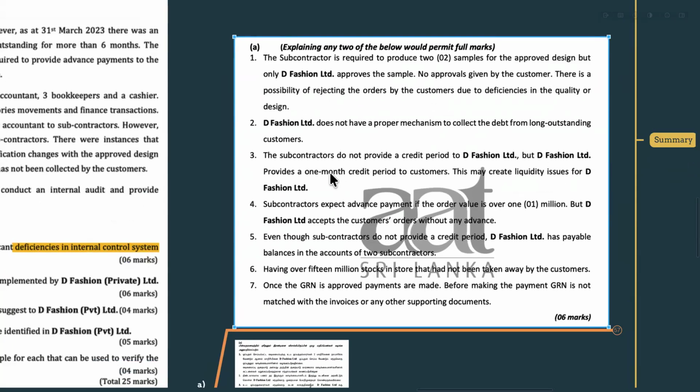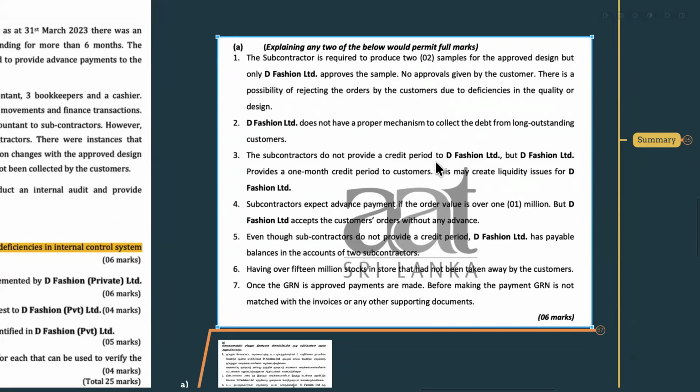And let's say third one, the subcontractors do not provide a credit period to D Fashion Limited. They are not providing at least 30 days. Before we collect the goods from the subcontractors, we have to pay the full amount. But D Fashion Limited provides a 1 month credit period to customers. This may create some liquidity issues because we have to make the payment first, but we are not going to have the money for the 30 days, even after 6 months. So if you are running like that, cash outflow is high, but you're not going to have the cash inflow, right? So this is the huge problem. Right? This may create liquidity issues.